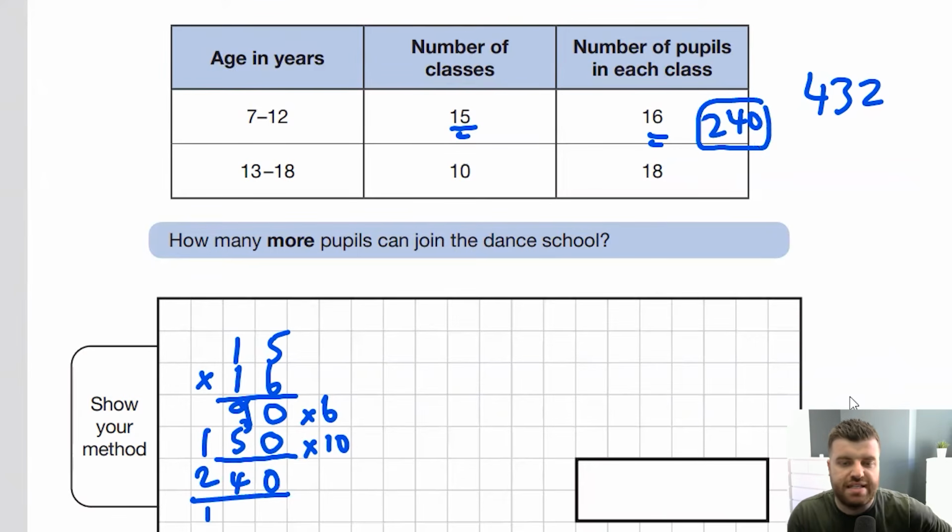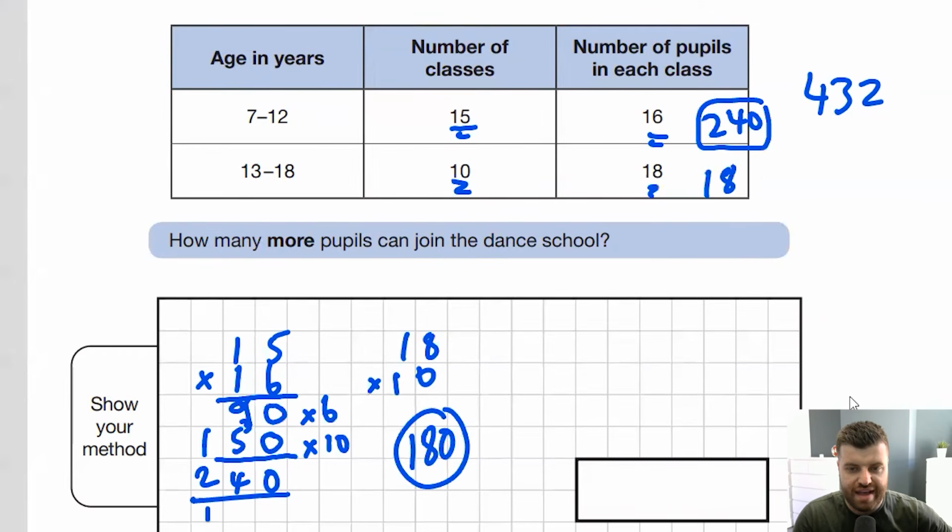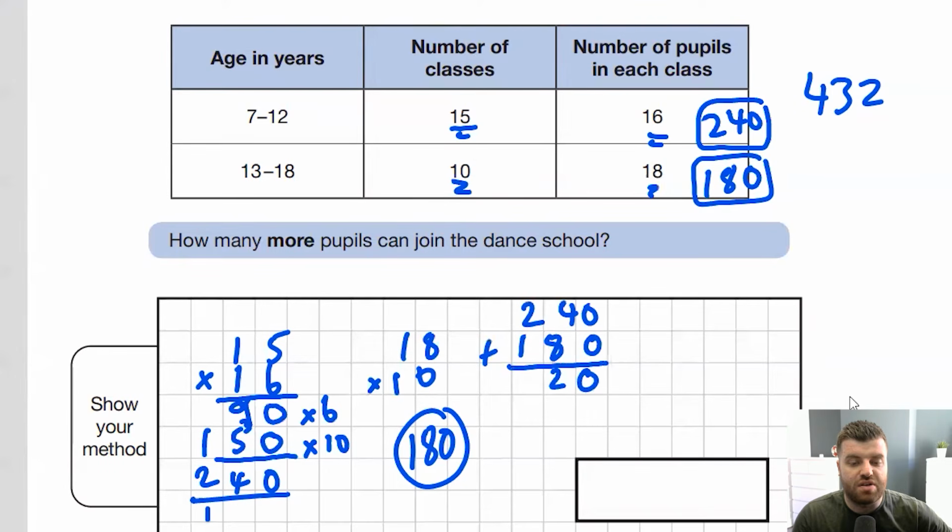Let's go to 13 to 18. Aha, 10 classes and 18. This is easy. 18 multiplied by 10. That's just something we can do in our head. Put a placeholder at the end. That is 180 children there. So altogether, there are 240 plus 180 children in all of the age groups, which gives us a grand total there of 420. And there are 432 places.